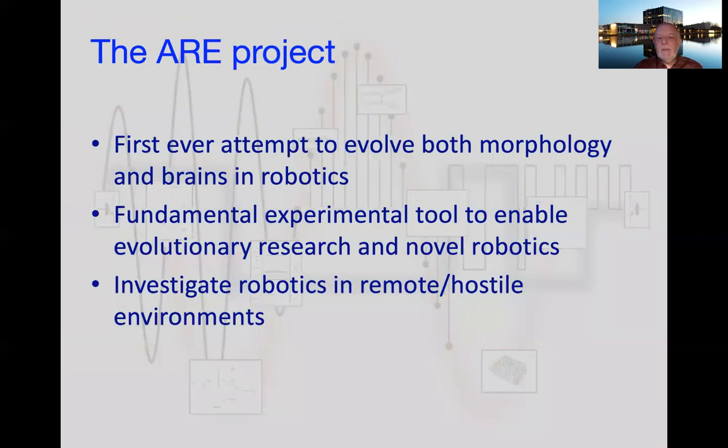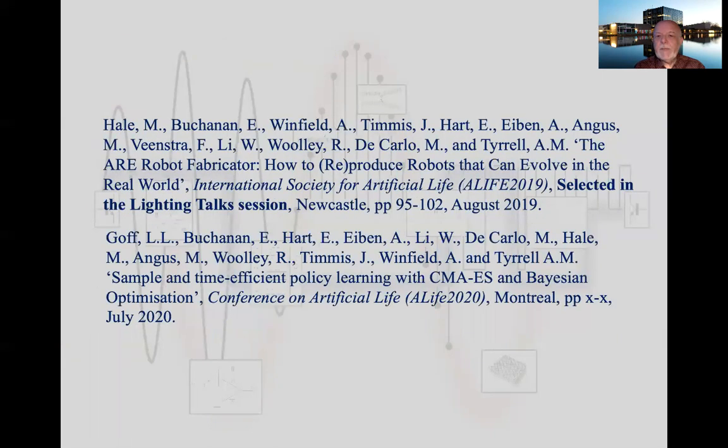So that's the project. So it's the first ever attempt to evolve both morphology, body plan, and brains, controllers, in robots. So it's a fundamental experimental tool, in fact, to enable evolutionary researchers and people that want to look at novel robots to actually consider those sort of things. And ultimately, what we want to do is investigate robots in remote and hostile environments where they can actually adapt and evolve based around those environments. So here's a couple of papers that we've produced over the last couple of years, which may be of more interest, gives you a lot more detail of some of the aspects of the project.